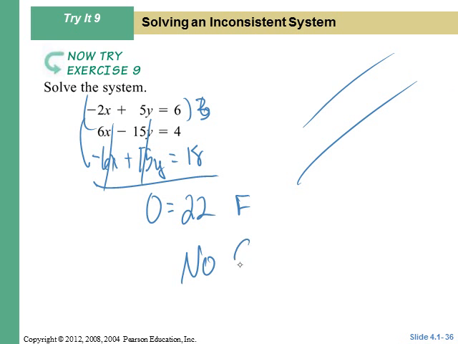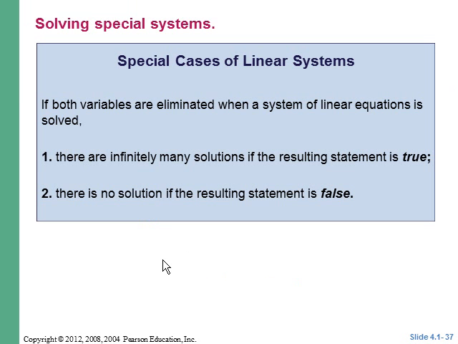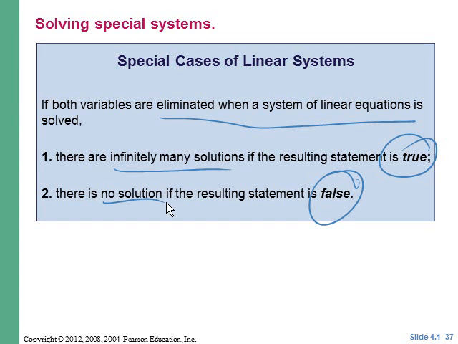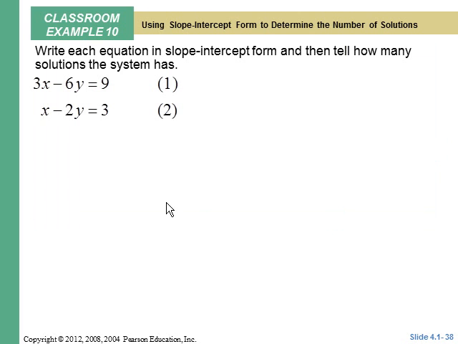All right. So if both variables are eliminated and the statement is true, there are infinitely many solutions. If the statement is false, there is no solution.